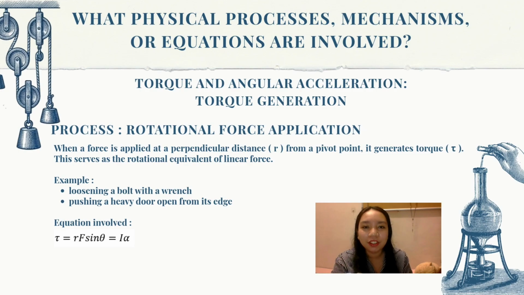Hi, my name is Vanessa Ivy Antonio, and I will present the part on what physical processes, mechanisms, or equations are involved. The title for this slide is Torque and Angular Acceleration, Torque Generation. The process is rotational force application. When a force is applied at a perpendicular distance from a pivot point, it generates torque. This serves as the rotational equivalent of linear force. It is the exact mechanism used to overcome static resistance when loosening a bolt with a wrench or pushing a heavy door open from its edge.